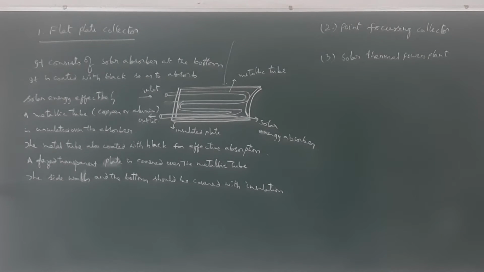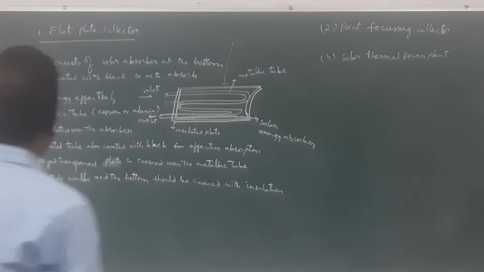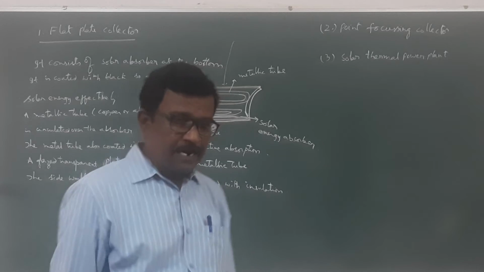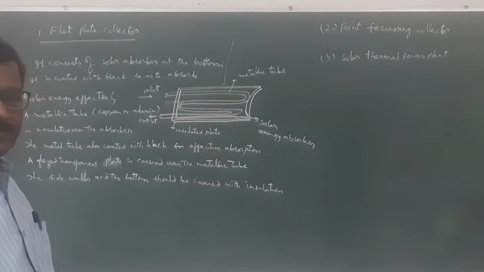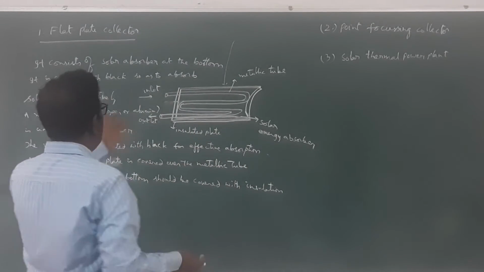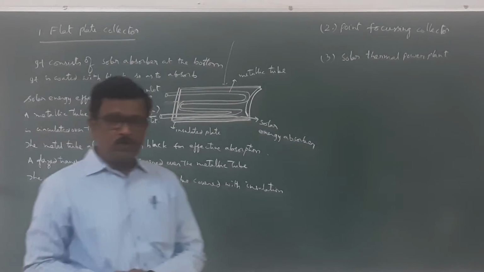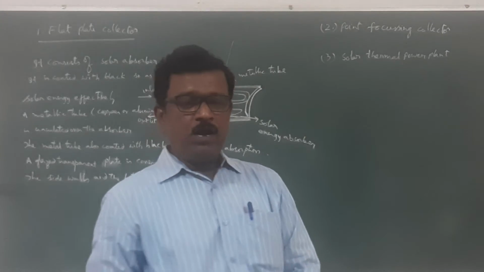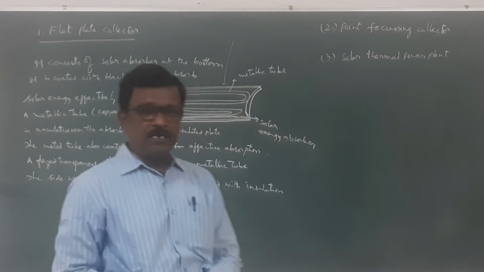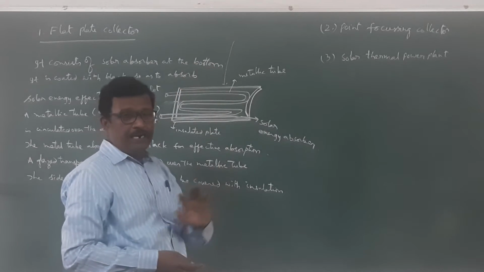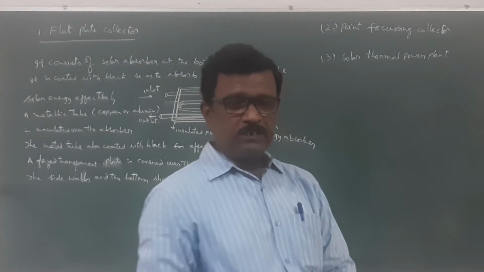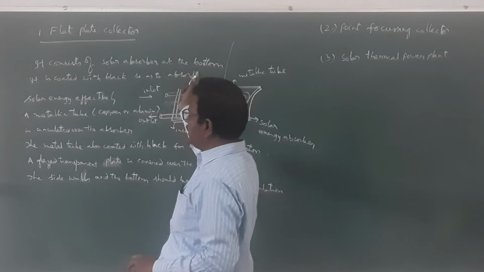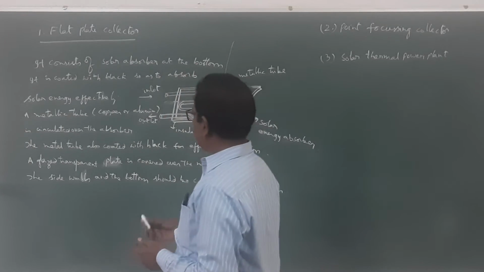Okay. Now, this is the flat plate collector. The flat plate collector consists of a flat plate that absorbs solar energy. It is coated with black so as to absorb a large amount of solar energy. This absorber is generally made of silicon, a semiconducting material, that after absorbing the solar radiation produces heat energy.